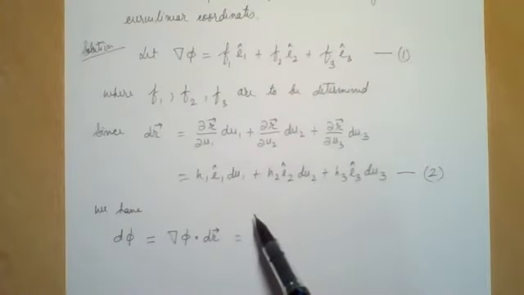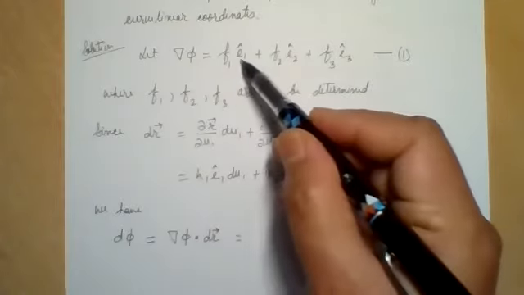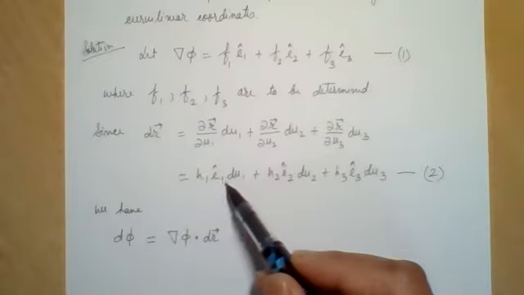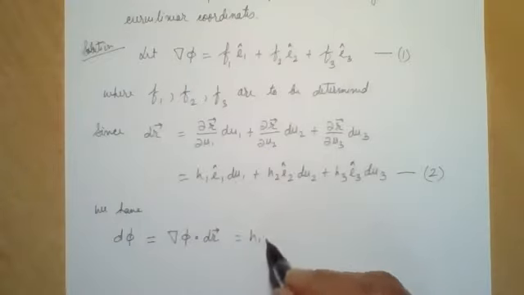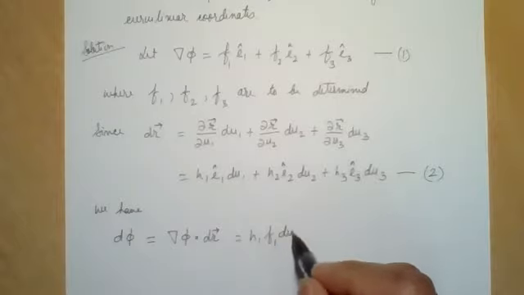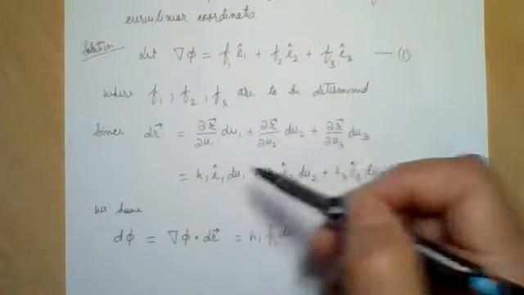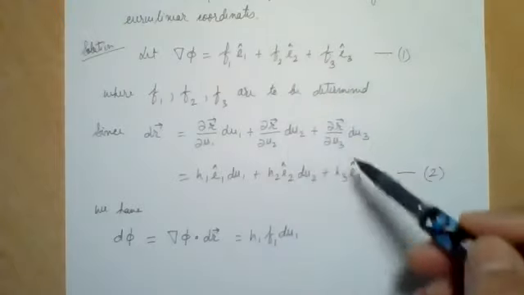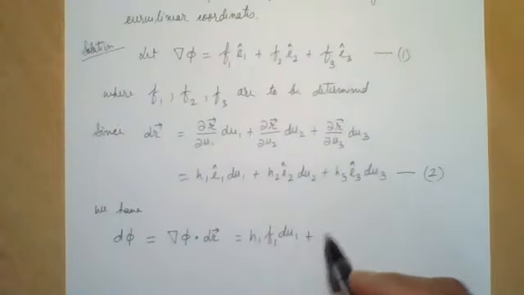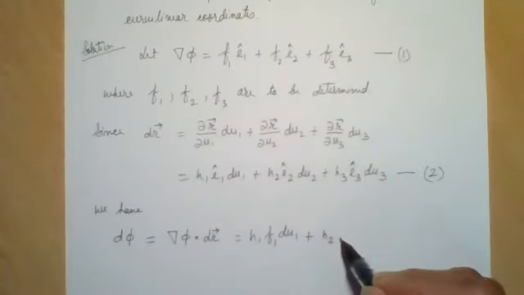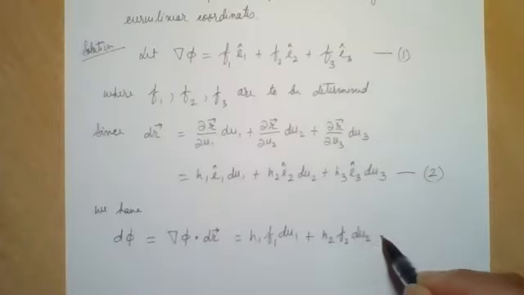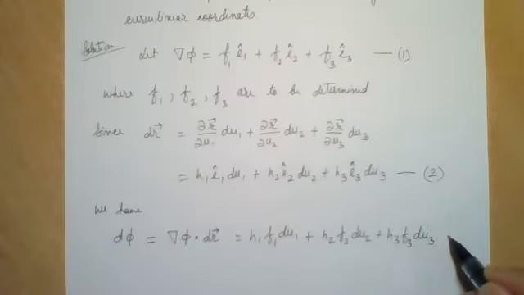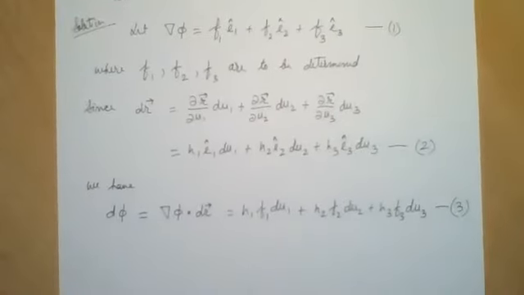What do I get? I get F1 E1 dot H1 E1 DU1, so I should get H1 F1 DU1, since E1 dot E1 is 1, E1 dot E2 is 0, and E1 dot E3 is 0. Plus, similarly, we should get H2 F2 DU2, plus H3 F3 DU3. This is equation number 3. This is one way of expressing d phi.